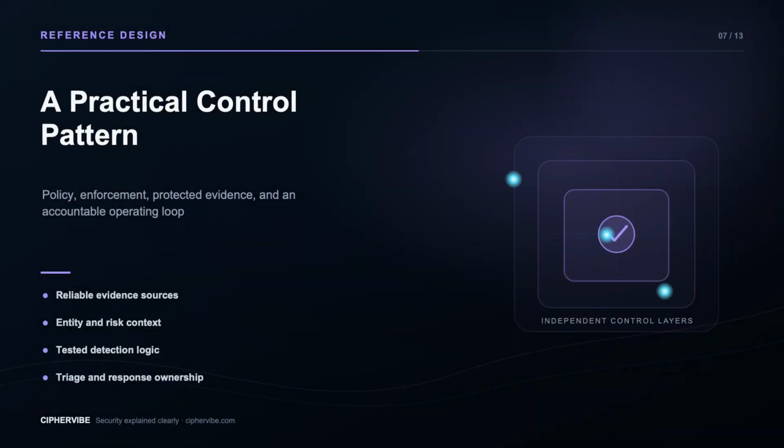Use this reference pattern. Begin with an explicit policy that describes the permitted outcome. Enforce that policy at the closest reliable control point. Route decision and activity evidence to protected storage. Then give an accountable team a tested path to review exceptions, correct drift, and respond to violations. The reference detection pattern enriches reliable events with asset and identity context, evaluates tested analytics, explains priority, and routes a small number of actionable cases to owners with response options.